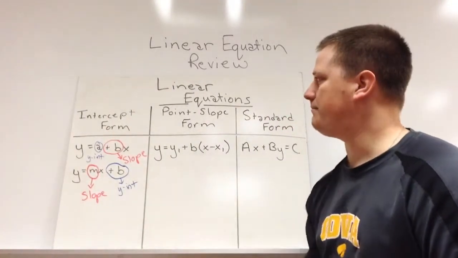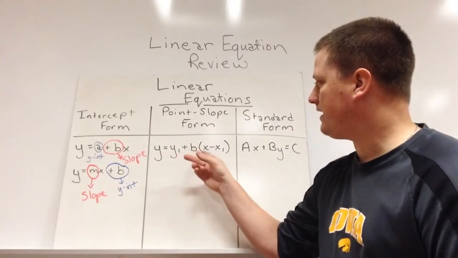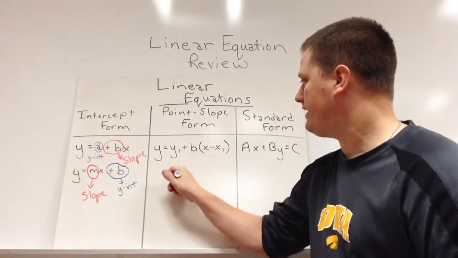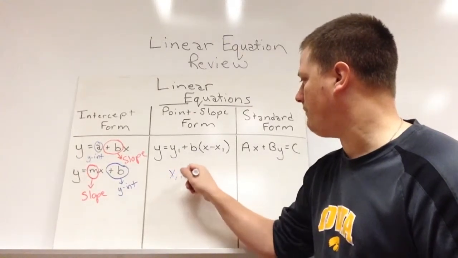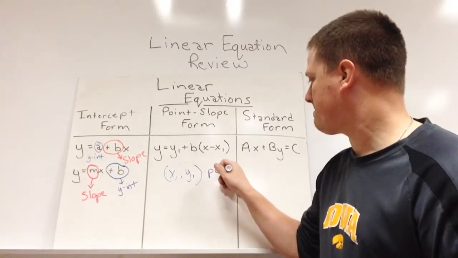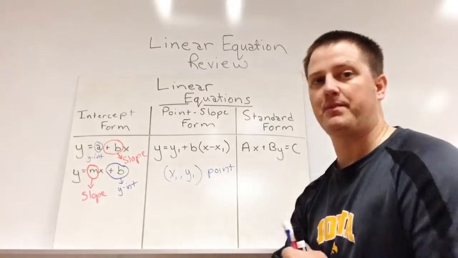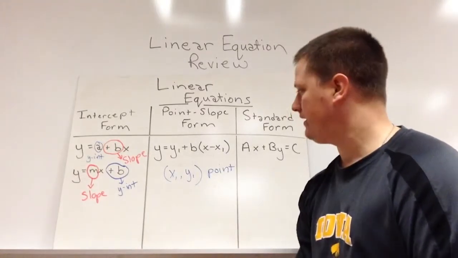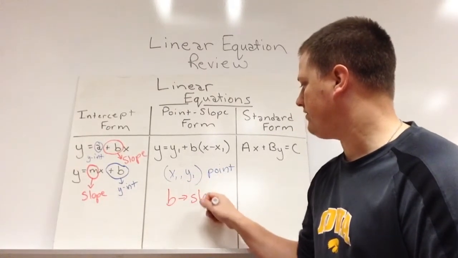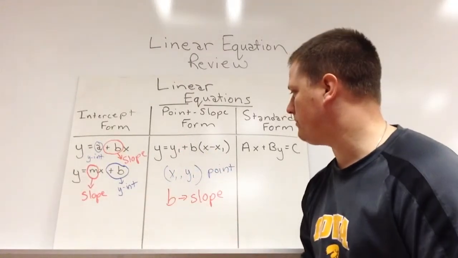Point-slope form typically comes in this form, where you have y1 plus b times the difference of x minus x1. In this situation, x1 and y1 are any point on the line. So it could be an intercept, but it could be any other point on the line too. B here, again, is the slope. Plus for a positive slope, minus for a negative slope.